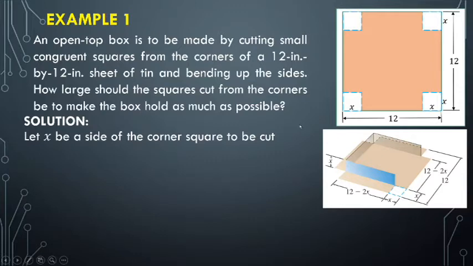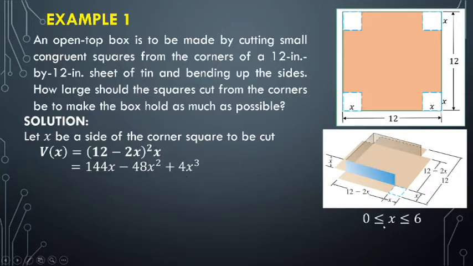Okay? And to maximize the volume, we need the formula for the volume. Since square box yun, it is the area of the base times the height. That is, square natin yung edge ng box times the height, which is x. So this is the formula for the volume, which can be shown as a function of x. So V of x is equal to (12 minus 2x) quantity squared times x. Or we can simply make it a polynomial, 144x minus 48x squared plus 4x cubed.